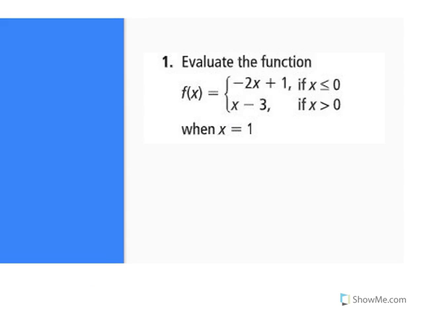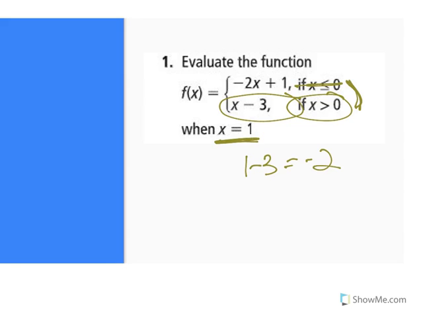And then here's just one last to make sure we know what we're doing without all those scribbles. When x equals 1, which one of these does it fit in? x equaling 1, well, 1 isn't less than 0, it's greater than 0, so we're going to put it in here. So 1 minus 3 equals negative 2, and that's our answer.